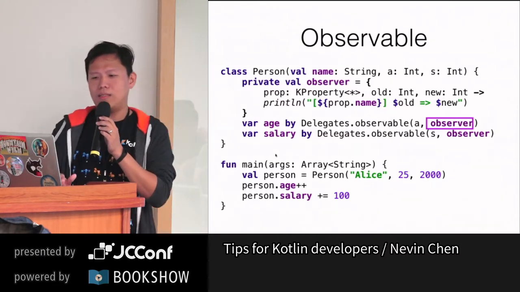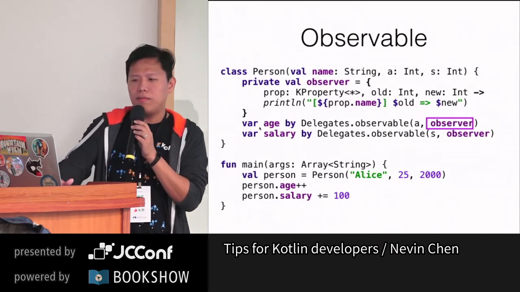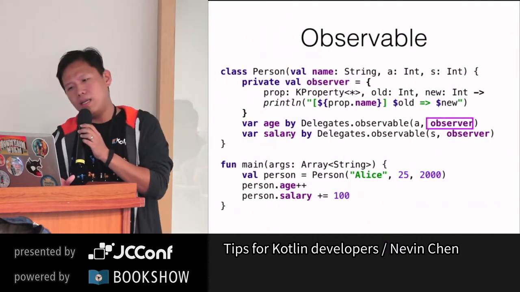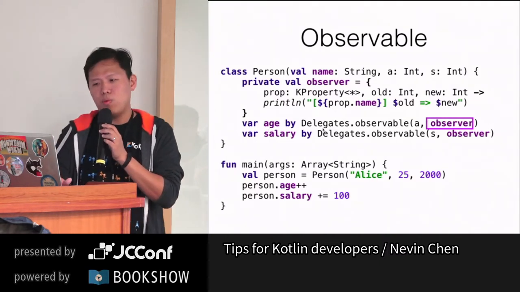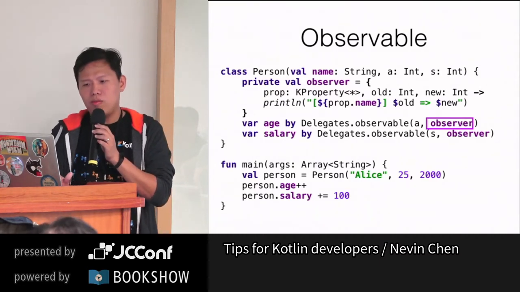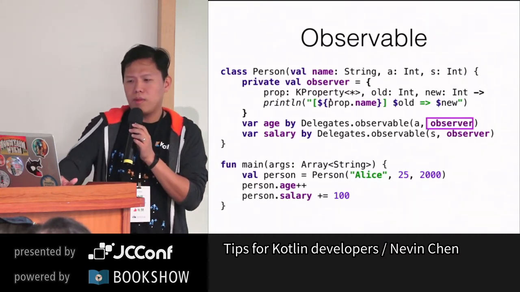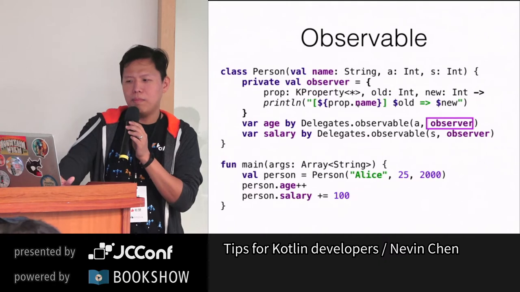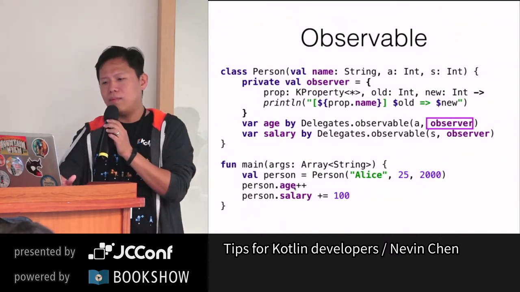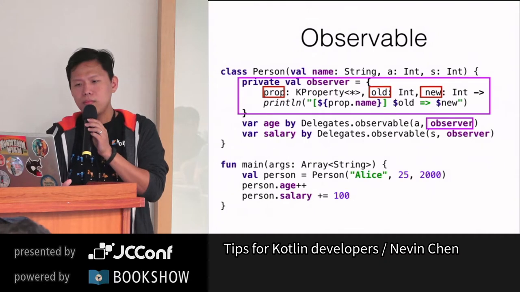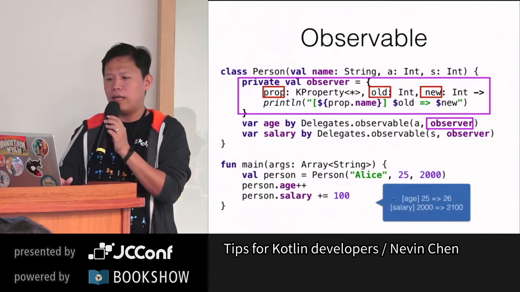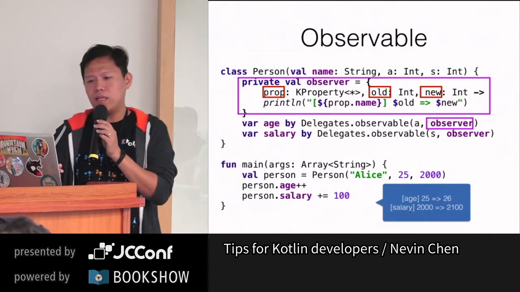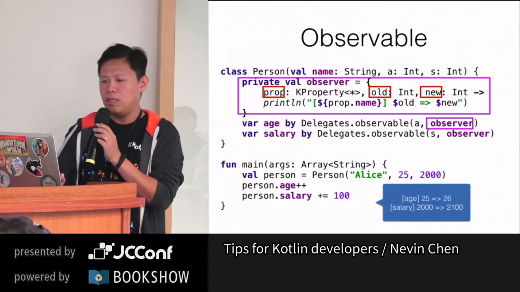So what's under the hood? What will happen? We have the class named Person, and she has a property called age and a property called salary. When we access the property, we call this delegate observer. And this observer will do something like, when these properties get changed, it will print the property name, old value and new value. So every time I say age plus plus, I get this line: age is from 25 to 26. And I say salary plus equal 100, and I got this one.